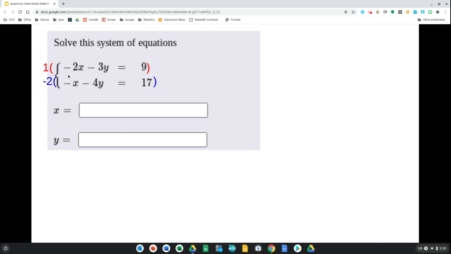Okay, now we're going to multiply the top equation, everything in the top equation by 1, everything in the bottom equation by negative 2. So go ahead and do that. So when you do that, the top equation becomes negative 2x minus 3y equals 9. Bottom equation becomes 2x plus 8y equals negative 34. Now we're going to combine those equations together, because when we do, the x's are going to eliminate. So what's the result when we combine these two equations together?